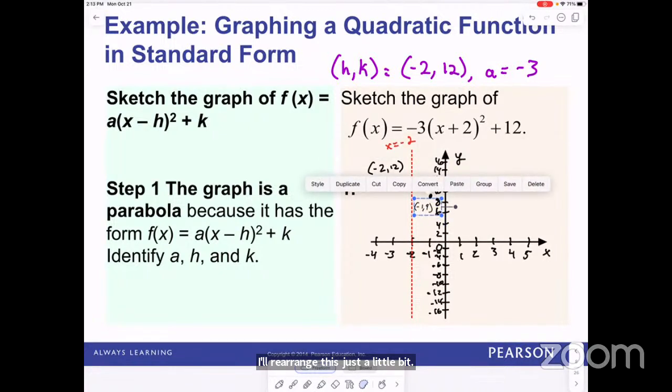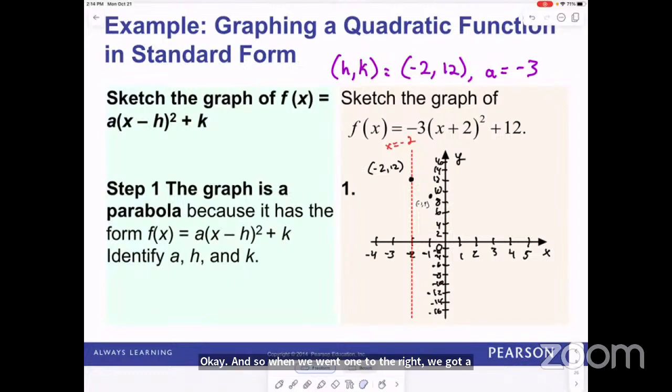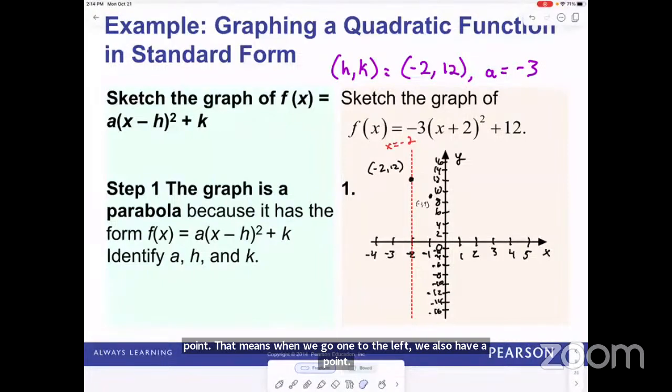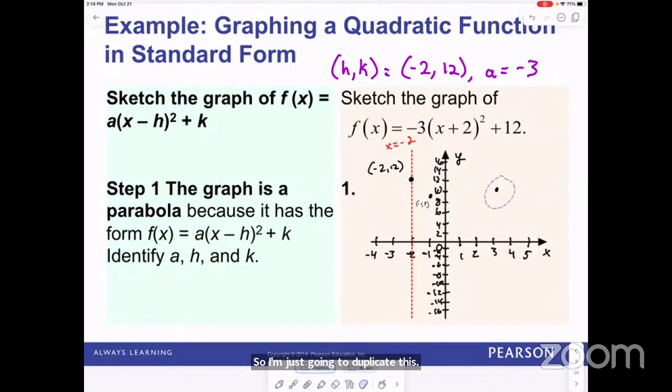Okay. And so when we went one to the right, we got a point. That means when we go one to the left, we also have a point. All right. So I'm just going to duplicate this. All right. So if we go left one, we're at this. We should be at 9 as well.